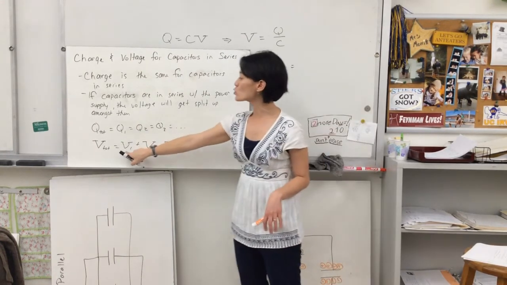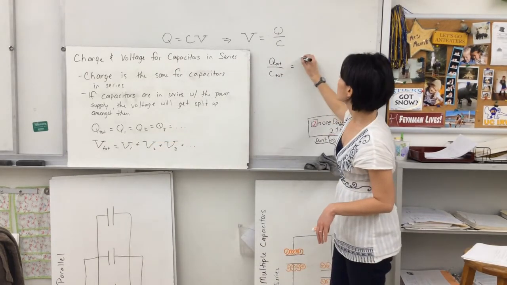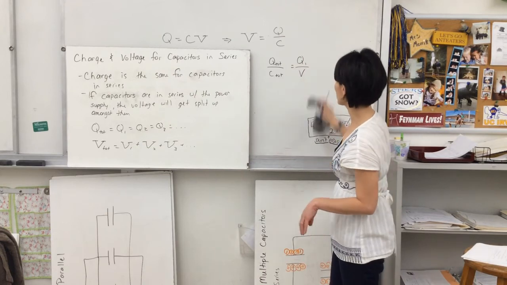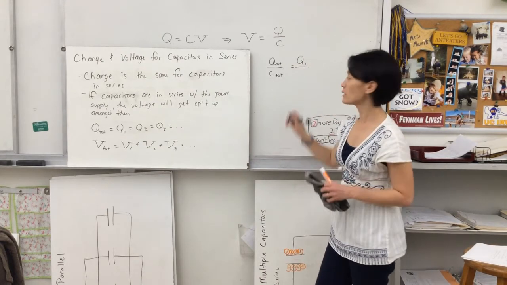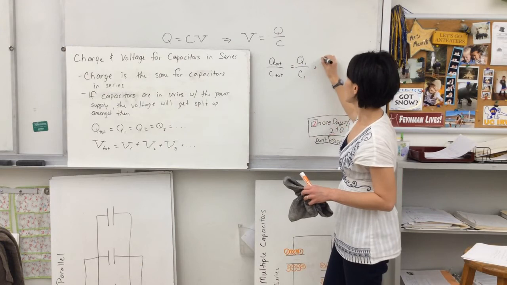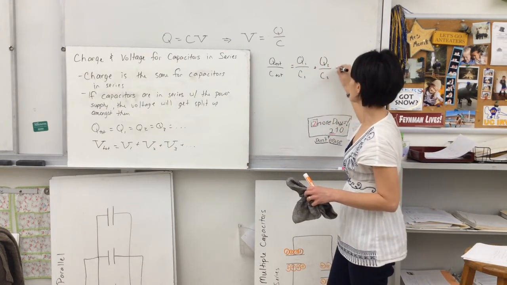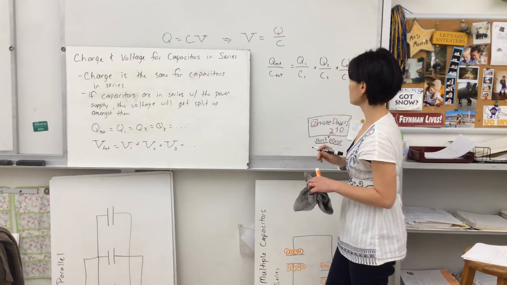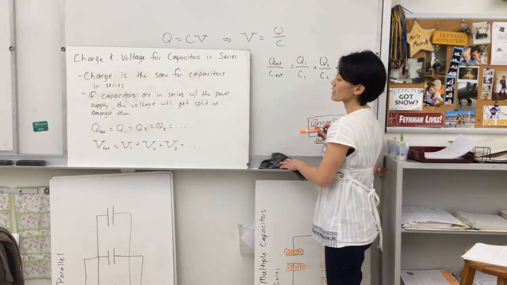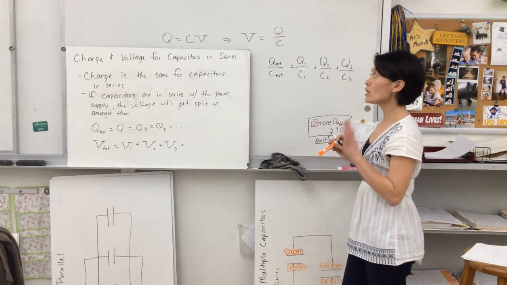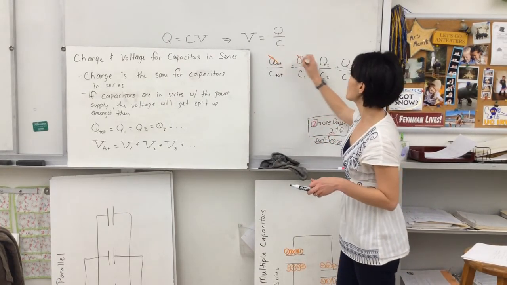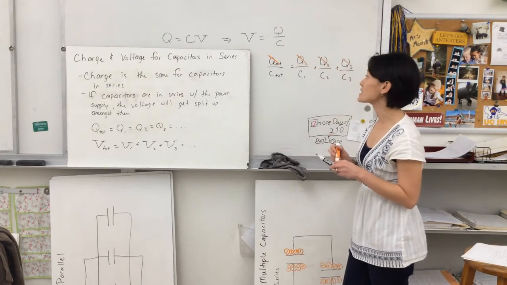Instead of writing voltage 1, I am going to put Q1 over C1, and then Q2 over C2, and then Q3 over C3. But I know that for capacitors in series, the charge is the same. So all of these Q values are the same.